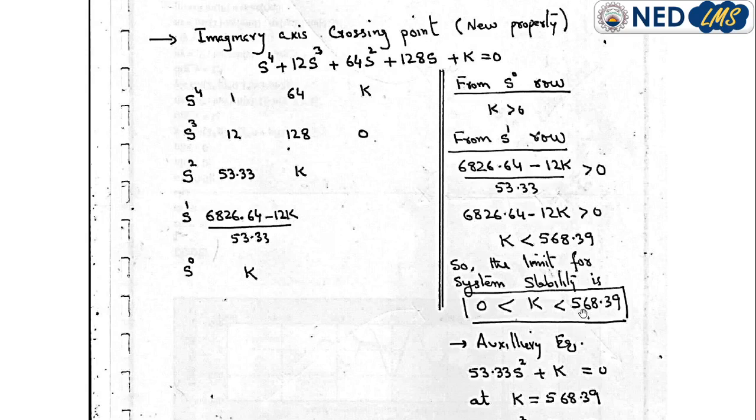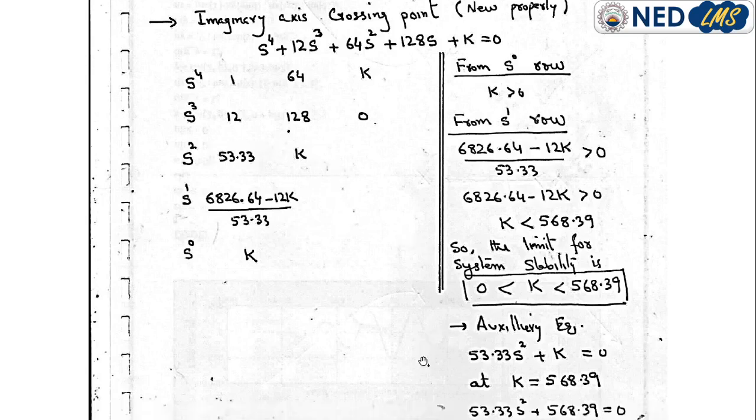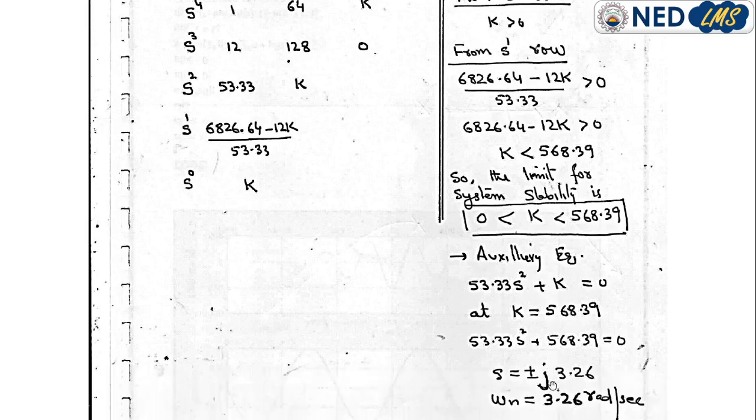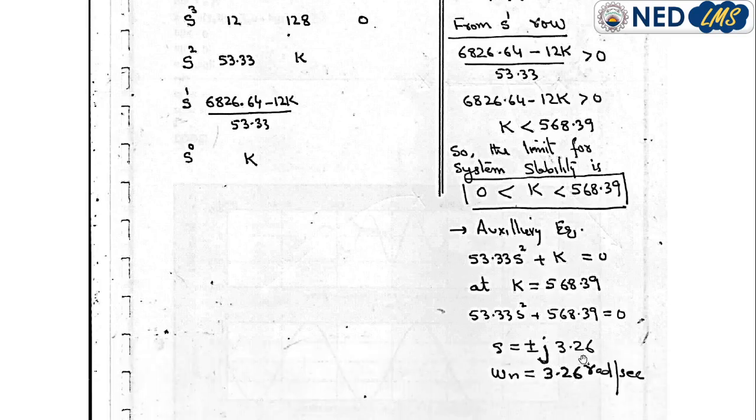If I apply this value of k here, the first element of S1 is 0, the second one is already 0, the third one is 0, therefore the entire row is 0. So with the help of the preceding row, we can write down the auxiliary equation, and by placing k equal to this, the roots come out to be ±j3.26, which means this is the value of j where the root locus crosses the imaginary axis.